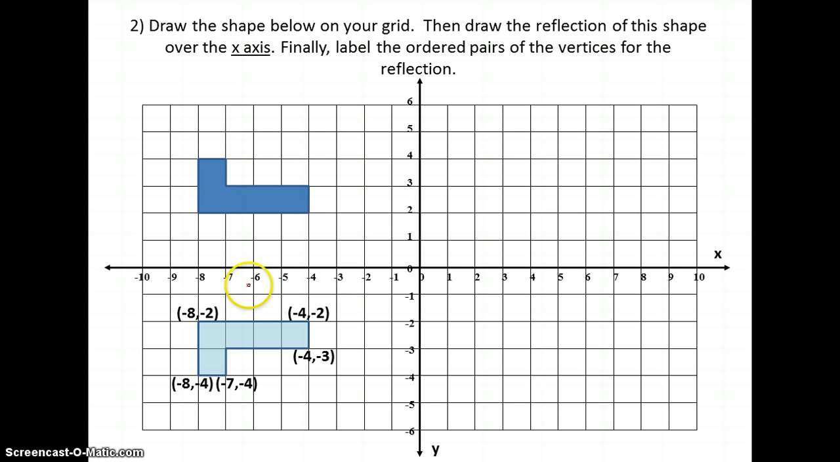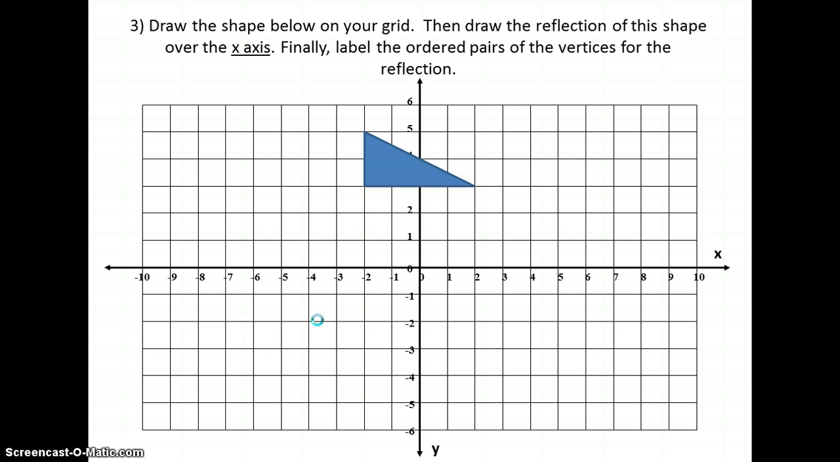Let's look at what happens when I reflect this figure over the x-axis. Notice the shape has not changed size or shape at all. It's only been flipped over the x-axis. Even though this figure spans multiple quadrants, it can still be reflected over the x-axis because I take each point and count 1, 2, 3 spaces to get to the x-axis, 1, 2, 3 spaces to go beyond it.